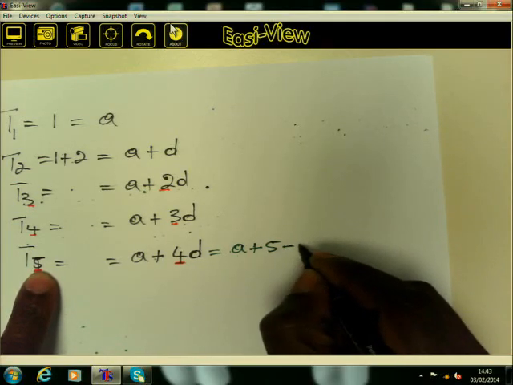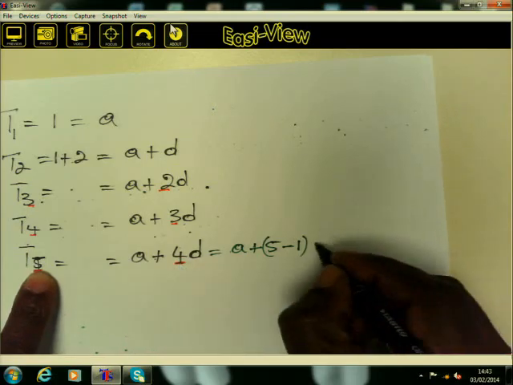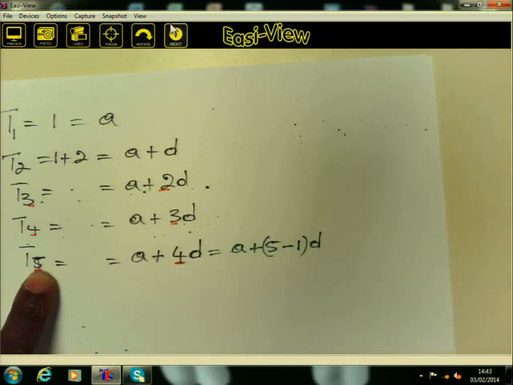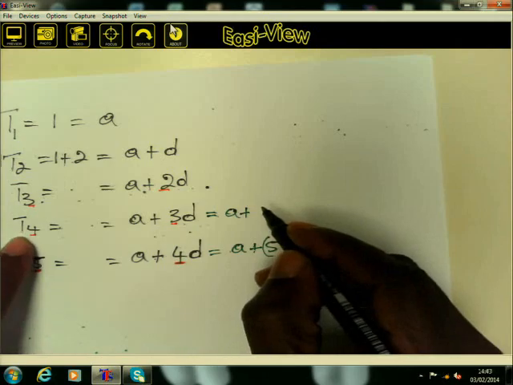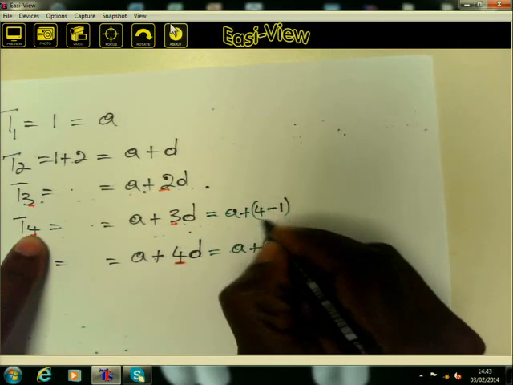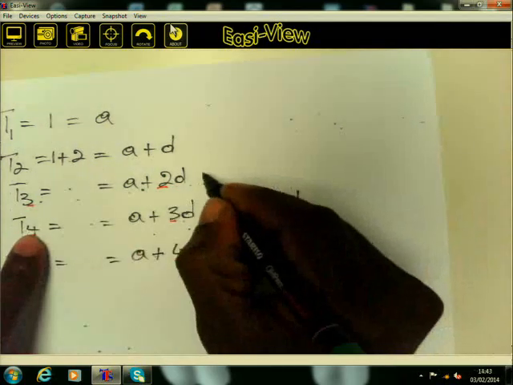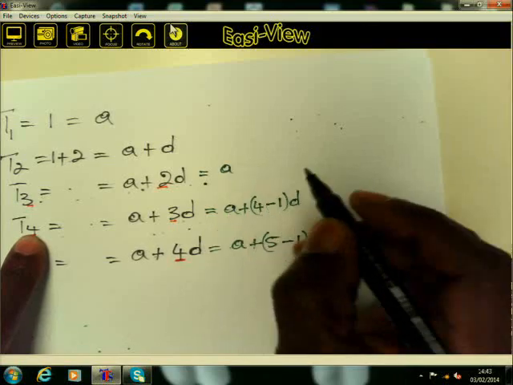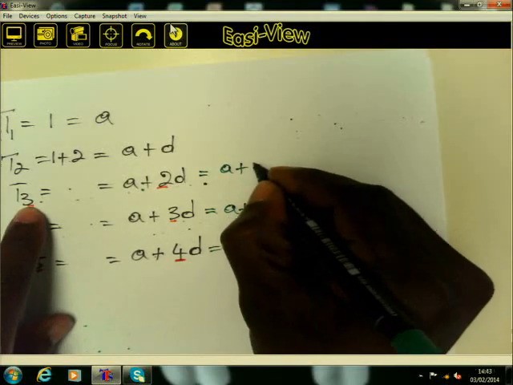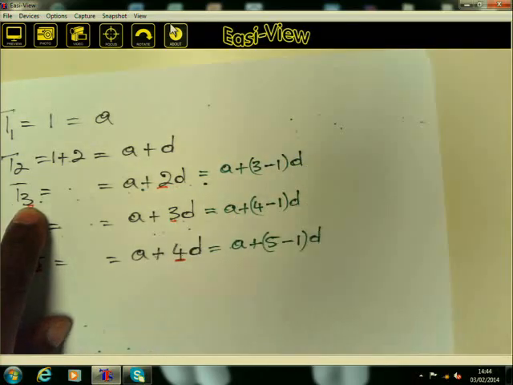But from the term number, we take out 1. So we have a 4. And then we multiply that by the difference. This one still, we can have the first term added to the term number, which is 4, take out 1 from 4, then we multiply by the difference. That one also will be the first term added to the term number, which is 3, take out 1 from the term number, we get the difference.